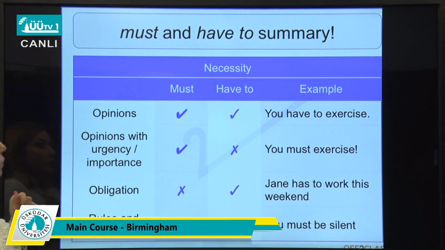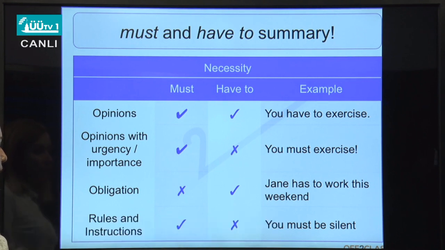So we use must and have to for both of them in this case. You have to exercise or you must exercise. What about opinions with urgency? Opinions which are very important. And as I told you, there is more obligation for that. You must exercise. You don't use have to in this case.